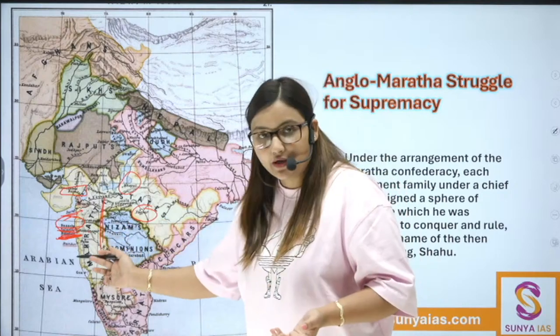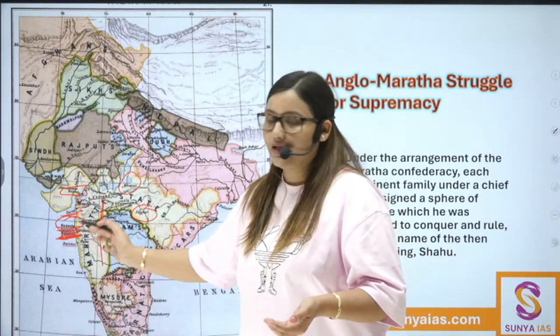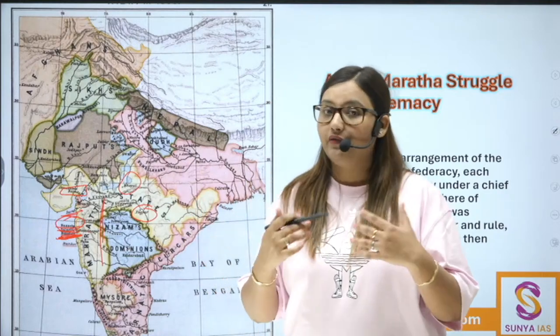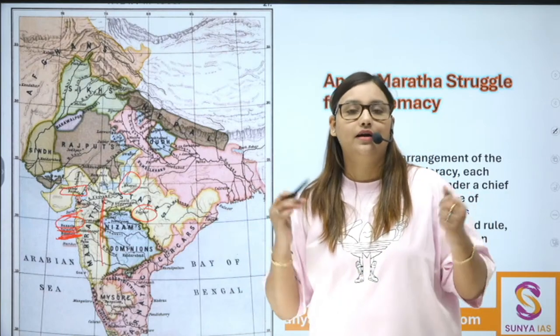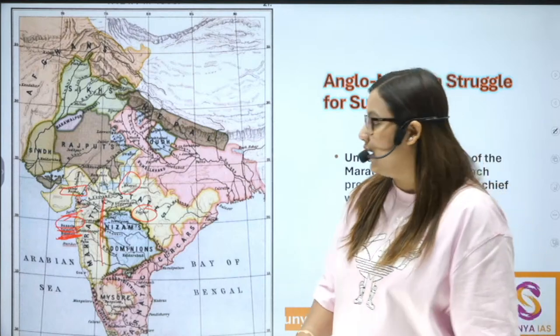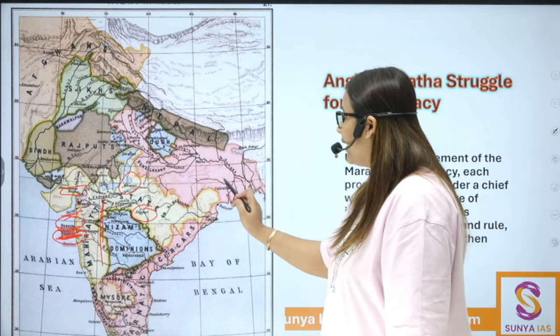So Bombay was already there. In Bombay, the Bombay EIC was there. And Silsit and Bisin were also now in their own control. So they are very happy that the three most important coastal areas are under their control. Now the question is, why did Raghunath Rao go to the Bombay EIC? Why not the Calcutta Council?